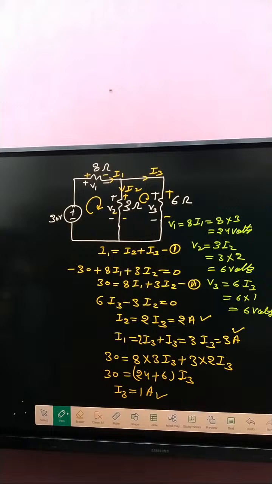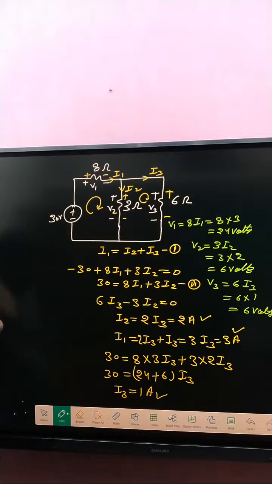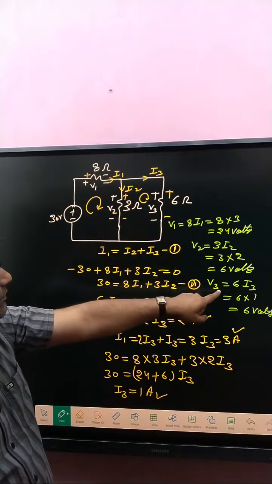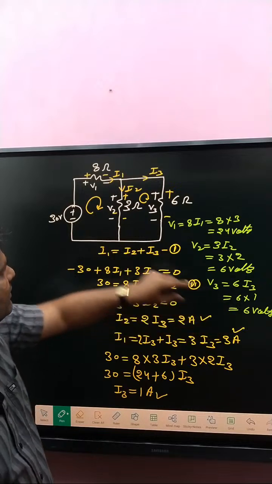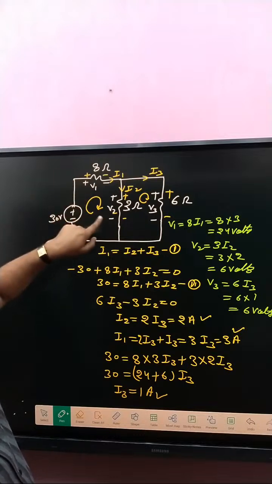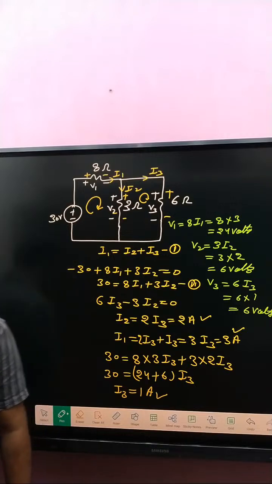Okay. V1 is how much? 24. And V2 is 6. So 24 plus 6. Okay, right answer. How to check whether your answer is right or wrong? V1 is 24, and V2 is 6 volt. So 24 plus 6 is 30. If you apply KVL in this loop, 24 plus 6 is 30. So clear? Right answer.